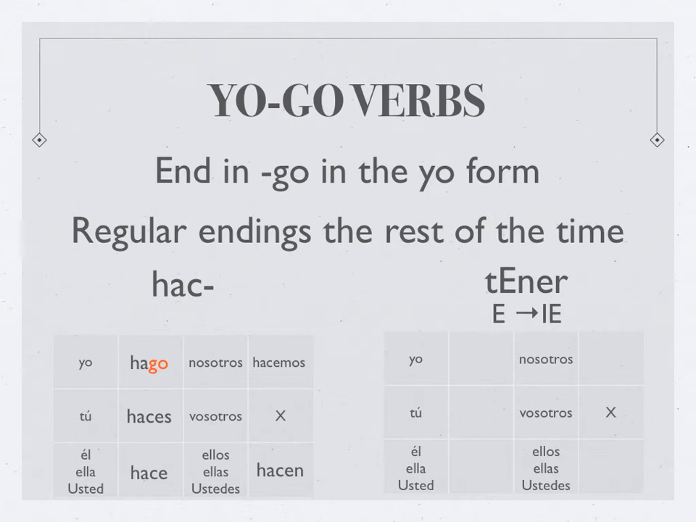Now, tener is our other yogo verb, but tener is also a stem changer. So, in the yo form, we have yo tengo. So notice how it doesn't stem change in the yo form, but it's going to stem change from an E to an IE in the tú, the él, ella, usted, and the ellos, ellas, ustedes form. So we have tú tienes, él, ella, usted tiene, nosotros tenemos, and ellos, ellas, ustedes tienen. So tener is a little bit funky. You just kind of have to remember it.